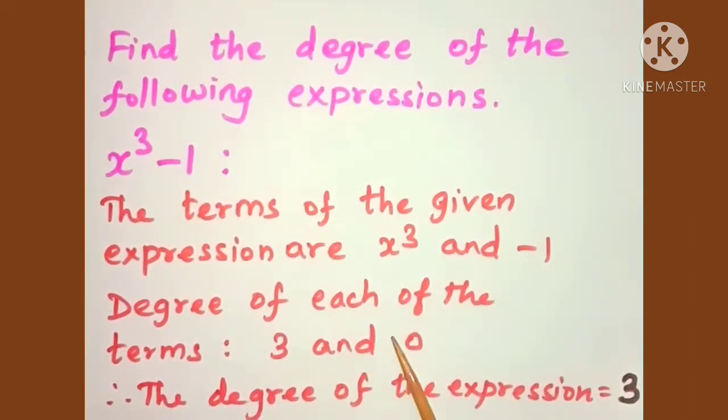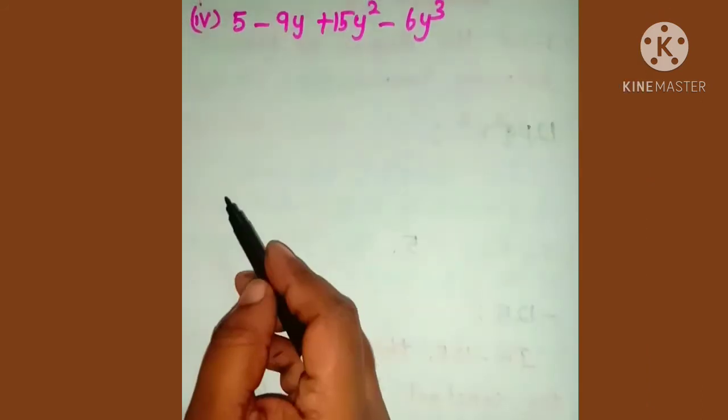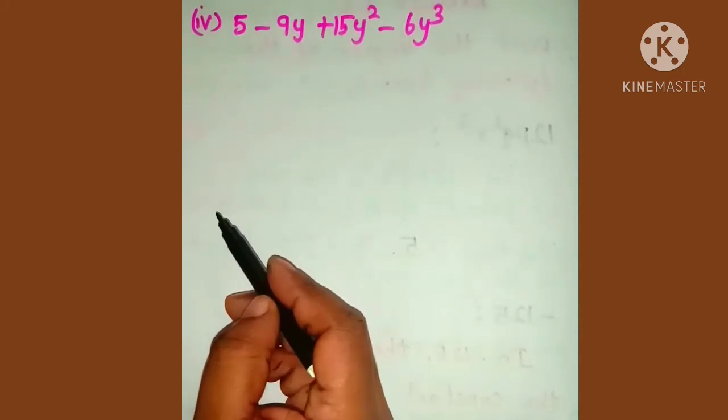And then as a second step, you have to find the degree of each of the terms. So what is the degree of x cube? That is 3. And the degree of the constant term is 0. Now as a final step, you have to see which is the highest power. And here 3 is higher than 0. So it will be the degree of the expression. Now students, let us find the degree of the given expression.